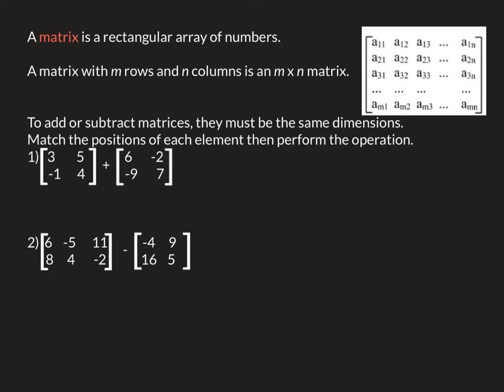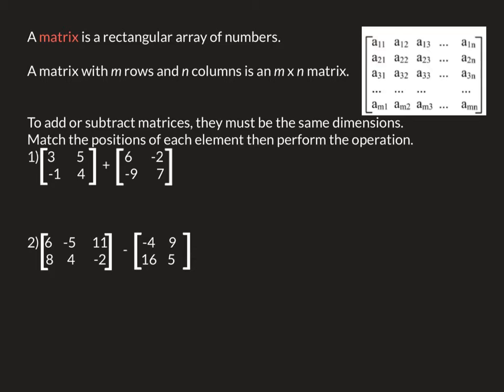Now, we're going to perform operations on these matrices. So to add or subtract, first of all, the matrices have to be the same dimensions. And then in order to do this, we would just match the positions of each element, then just do either the addition or subtraction. So we want to find the elements in the first row and first column in both, and then do add or subtract, then the first row, second column, and so on.